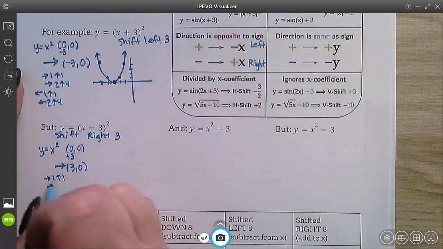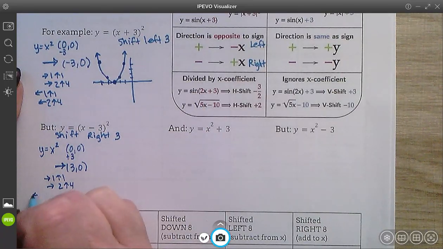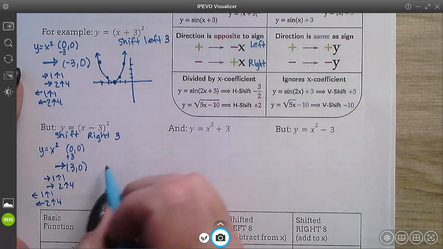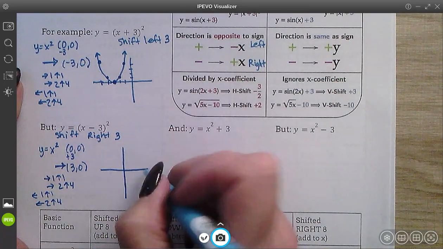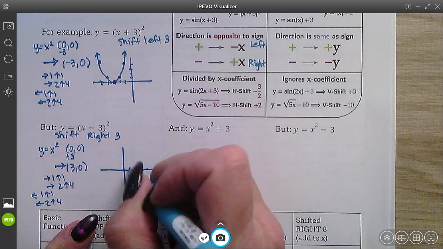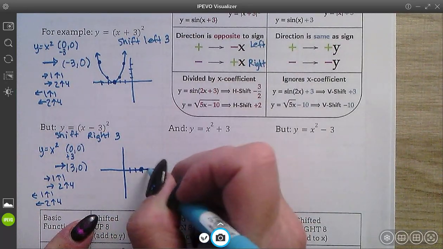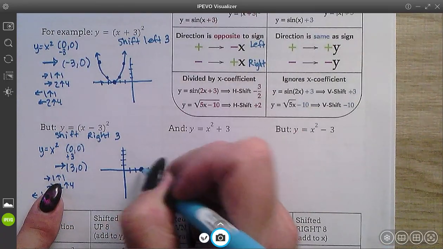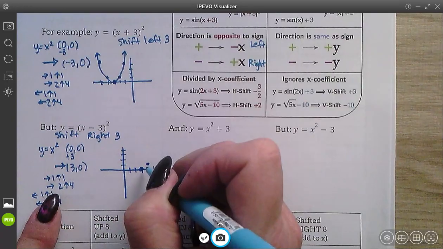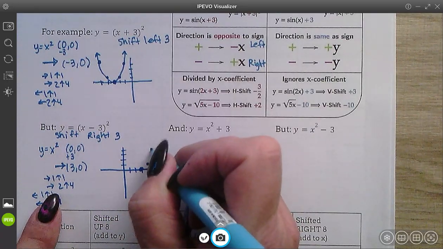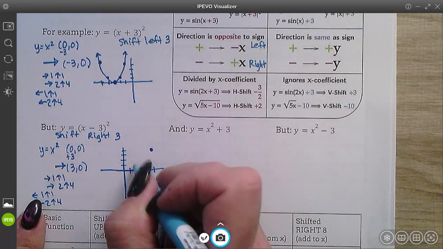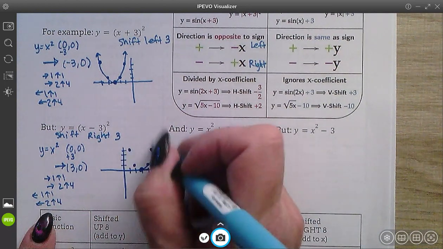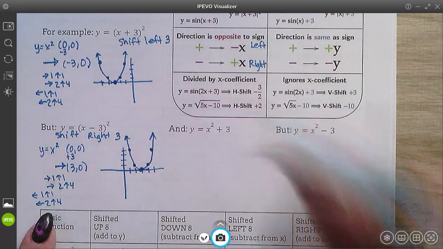Right 1, up 1, right 2, up 4, left 1, up 1, left 2, up 4. So that graph would go to a start point at 3, 0, right there. And then I follow the regular pattern. Go to the start point, go right 1, up 1, go back to the start point, go right 2, up 4. Back to the start, left 1, up 1, back to the start, left 2, up 4, and that gives me my new parabola.